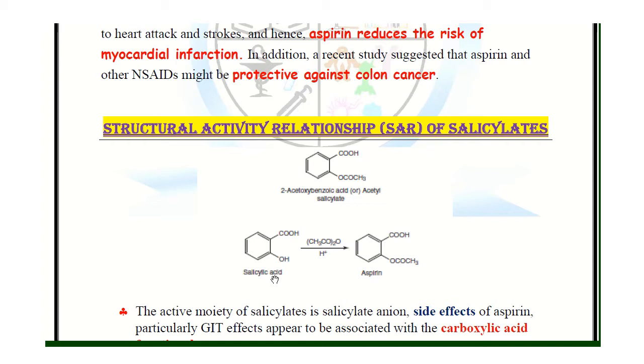How is this synthesized? Let's check out the synthesis of aspirin. Aspirin can be synthesized simply by the reaction of salicylic acid with acetic anhydride. In this reaction, you may observe that over here at the second position, the hydroxyl functional group is being acetylated. So this is how aspirin is formed.